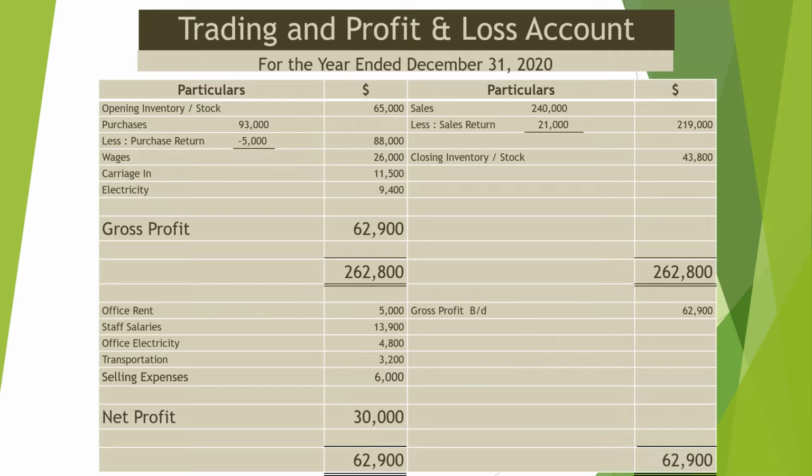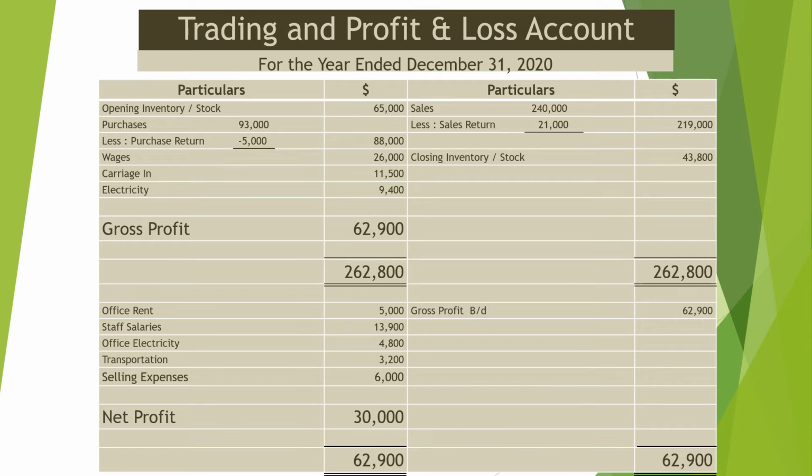Here it's the gross profit, which is brought down, $62,900, and against it all other expenses other than factory are put here: office rent, staff salaries, office electricity, transportation, selling expense, etc. And there is a net profit of 30,000.